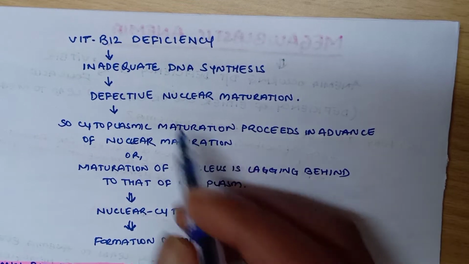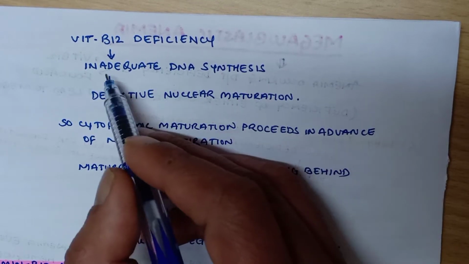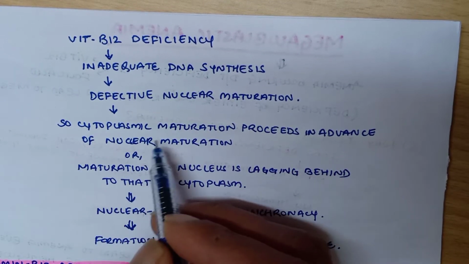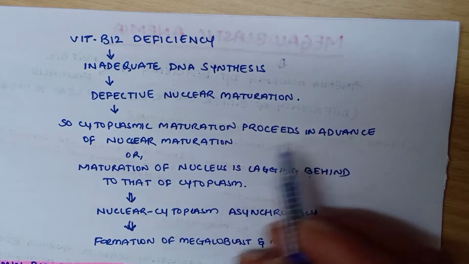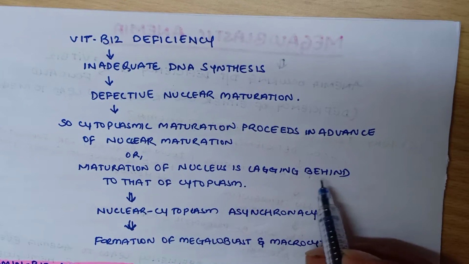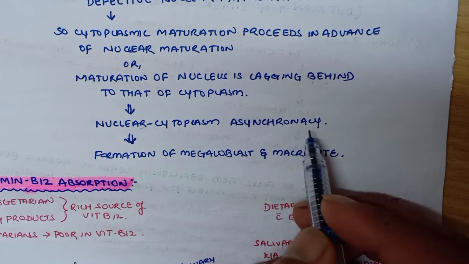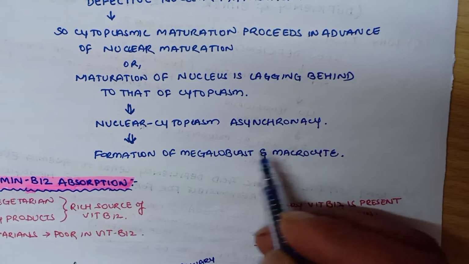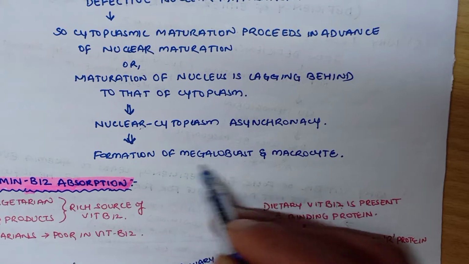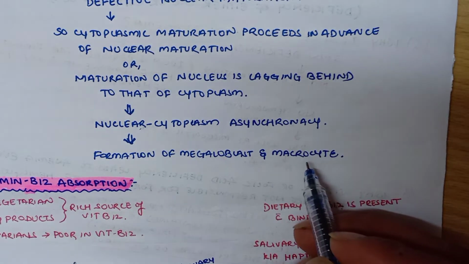In vitamin B12 deficiency there is inadequate DNA synthesis. Because of inadequate DNA synthesis, there will be defective nuclear maturation. So cytoplasmic maturation proceeds in advance of nuclear maturation, or we can say that maturation of the nucleus is lagging behind that of the cytoplasm. This is known as nuclear cytoplasm asynchronicity, which will result in the formation of megaloblasts and macrocytes. Megaloblasts are precursor cells in the bone marrow, whereas macrocytes are RBCs in the peripheral blood smear.